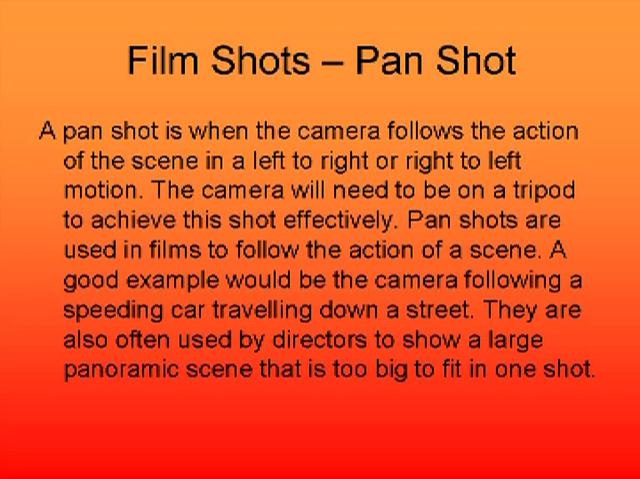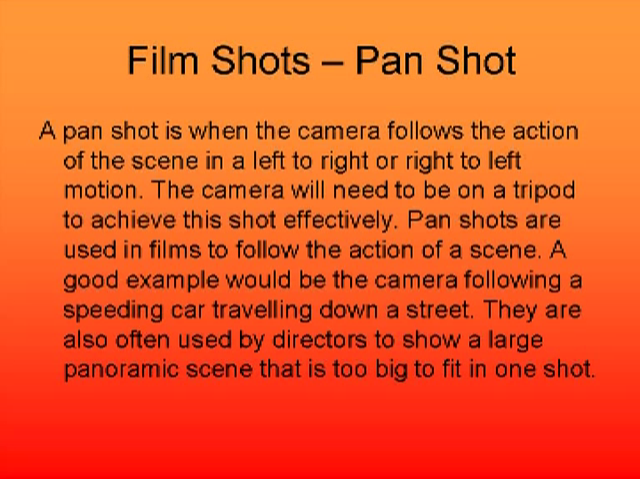Pan shot. A pan shot is when the camera follows the action of the scene in a left to right or right to left motion. The camera will need to be on a tripod to achieve this shot effectively. Pan shots are used in films to follow the action of a scene. A good example would be the camera following a speeding car travelling down a street.